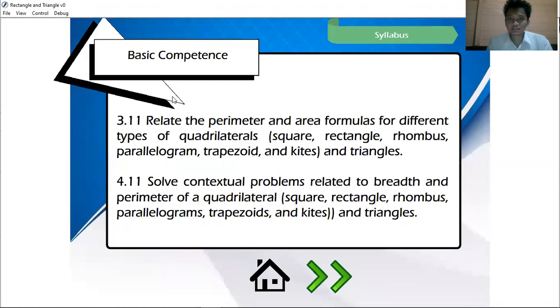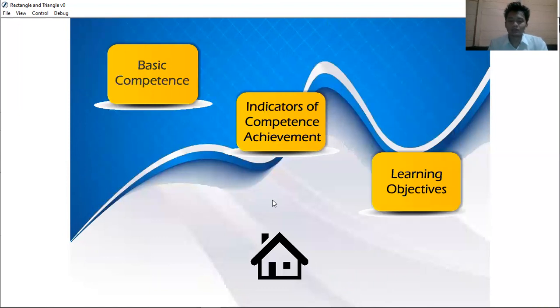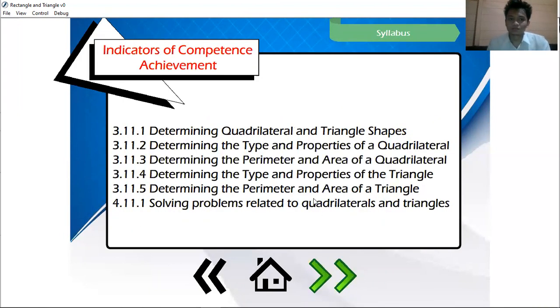Let's start with basic competence. Basic competence 3.11: relate the perimeter and area formulas for different types of quadrilaterals, square, rectangle, rhombus, parallelogram, trapezoid, and kites, and triangles. 4.11: solve contextual problems related to the area and perimeter of a quadrilateral, square, rectangle, rhombus, parallelogram, trapezoid, kites, and triangle.